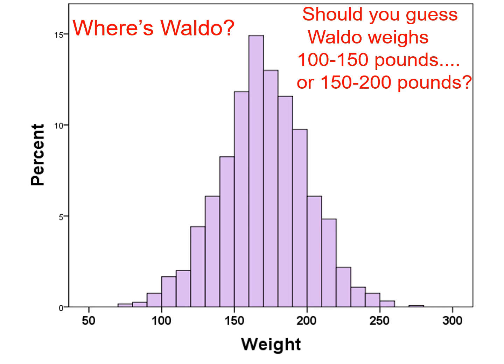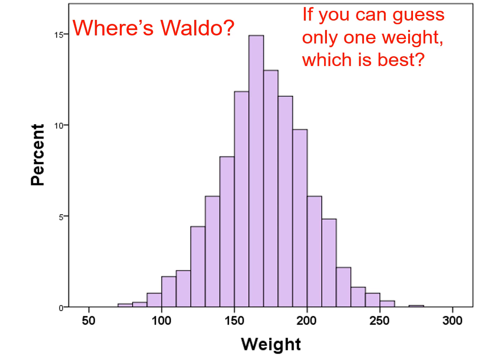Alright, let's suppose you have to choose between two guesses. You can guess that Waldo weighs somewhere between 100 and 150 pounds, or that he weighs somewhere between 150 and 200 pounds. What would the statistician tell you to guess? Here, the statistician would point out that in this group, there must be a lot more individuals between 150 and 200 pounds, compared to 100 and 150 pounds. So if you had to choose between one of these two guesses, the best guess and the one that's most likely to win is 150 to 200 pounds.